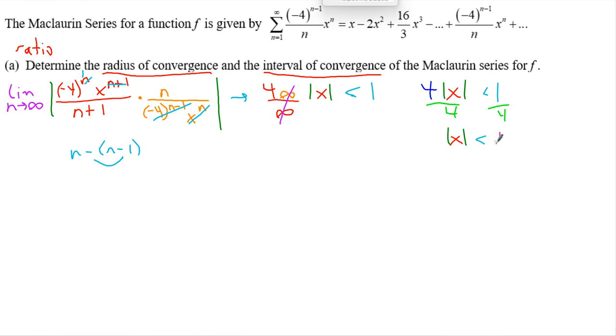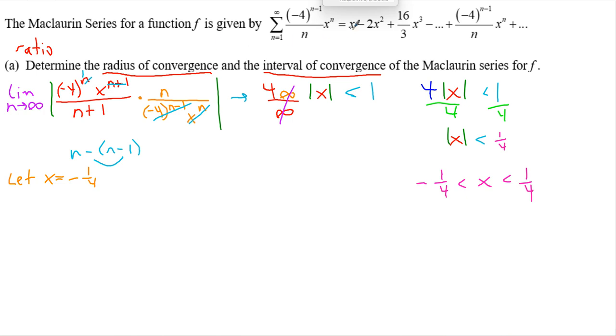So remember, to rewrite this, this is like saying the distance away from 0 is less than 1/4. So that means it'd have to be between -1/4 and +1/4. But again, with the ratio test, it's inconclusive when it equals 1, so we don't know whether right at -1/4 and 1/4 it converges or diverges. So just test them one at a time again. So let x equal -1/4.